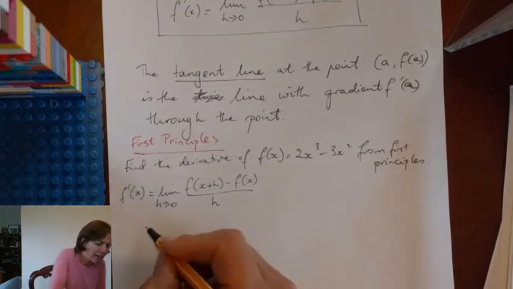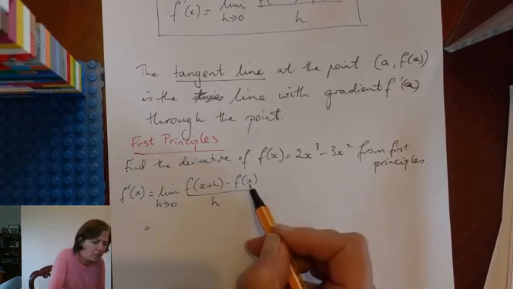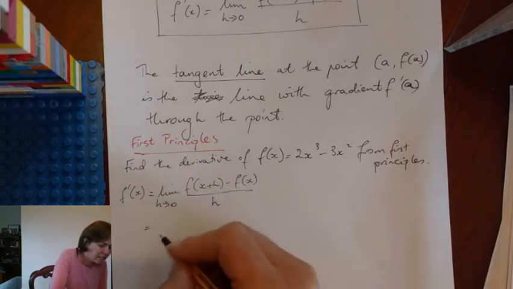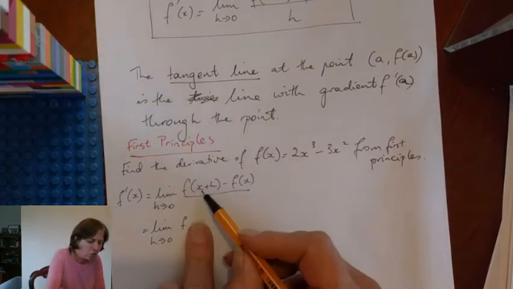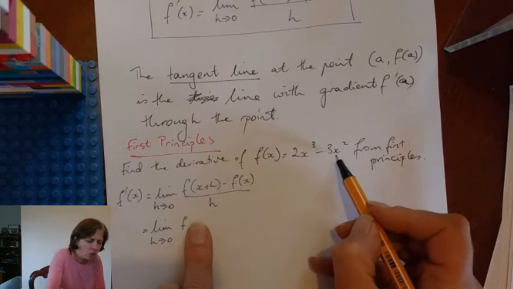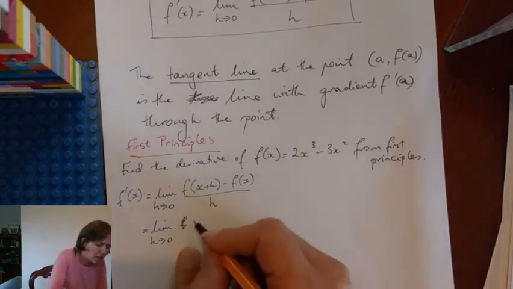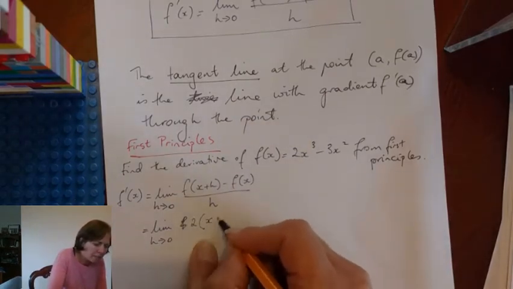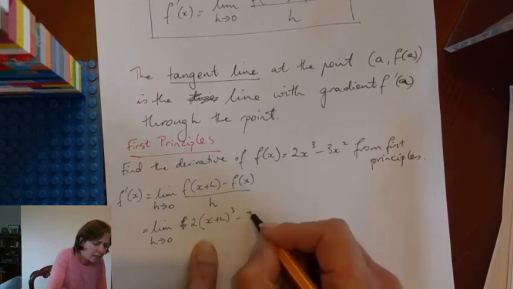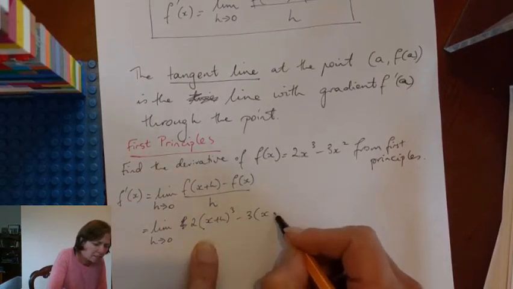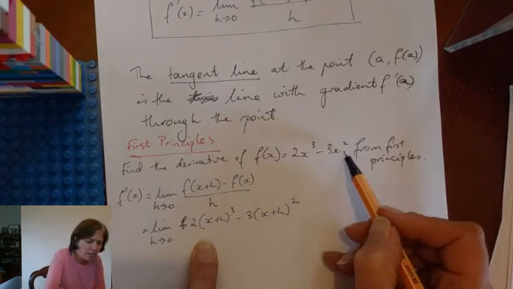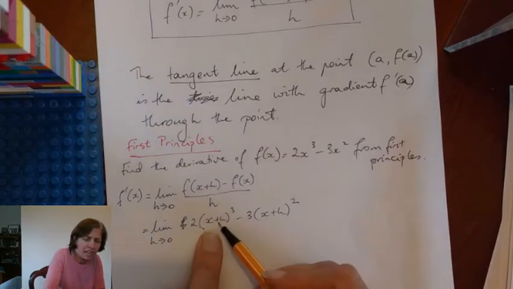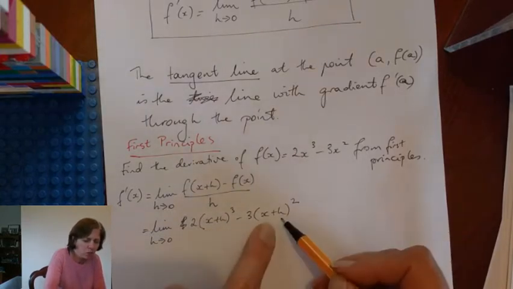For my next line, I will actually substitute the values from the equation for f of x into this. So, limit as h approaches 0. Now for f of x plus h, I need to substitute x plus h into this whole equation. So, sorry, no f there. I've got 2 times (x plus h) cubed minus 3 times (x plus h) squared. So I take this equation and everywhere I find an x, I replace it with x plus h, because I'm doing a substitution.